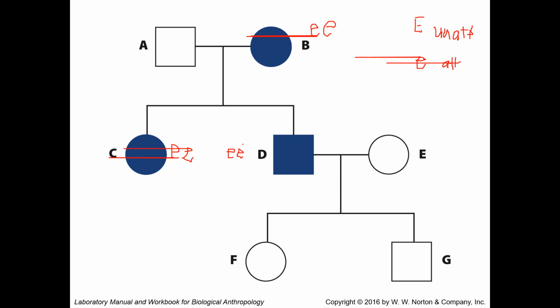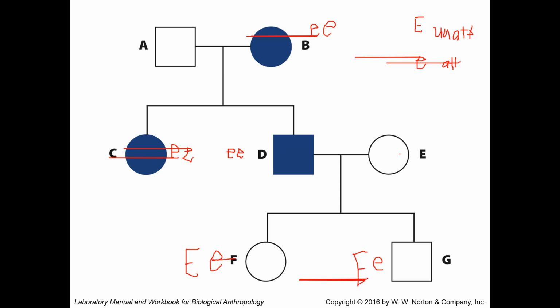There we go. And then we know that these two children must inherit a recessive trait from their father, right? So we have little e, but they are not expressing attached earlobes. They have unattached earlobes, right? So that means they are heterozygous, right? Big E, little e, right?